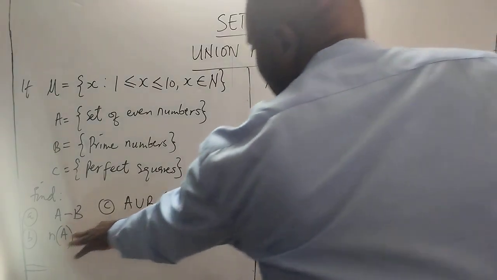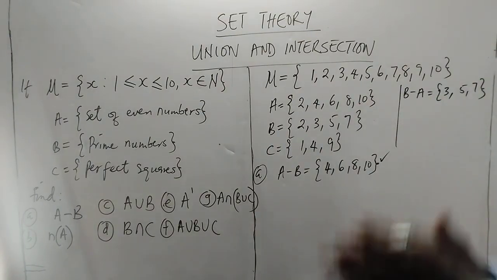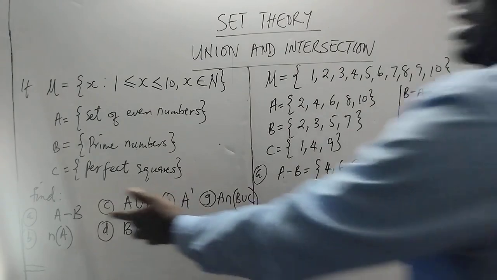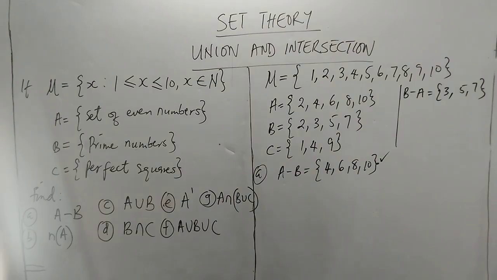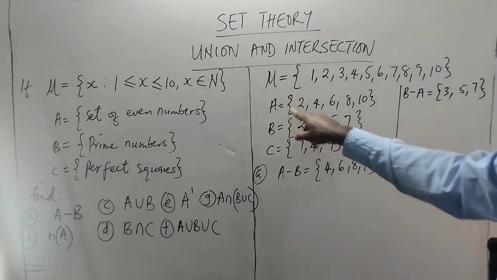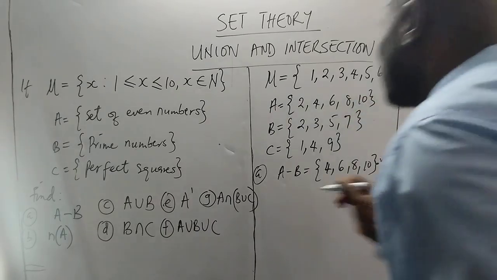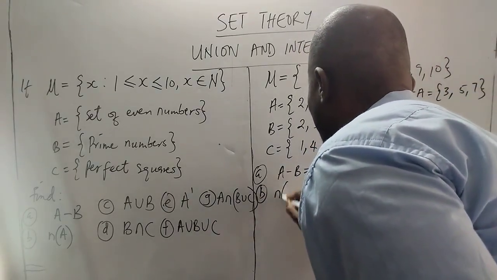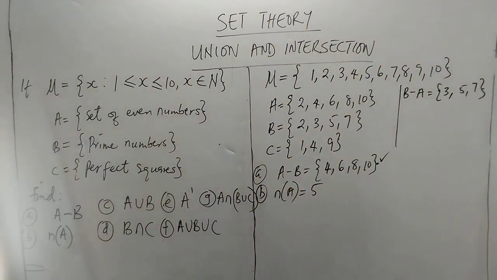Now, the next one asks how many elements. This n stands for the number of elements in set A. And how do you know the number of elements? Count them. So go to set A, count 1, 2, 3, 4, 5. So the number of elements in set A is 5. That's the answer to that question.